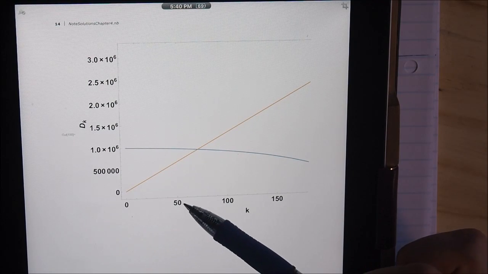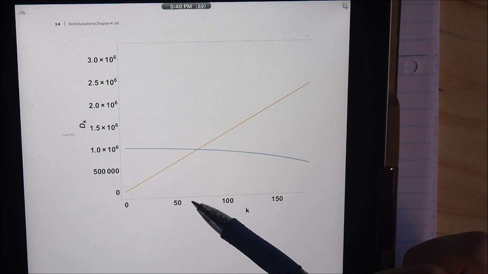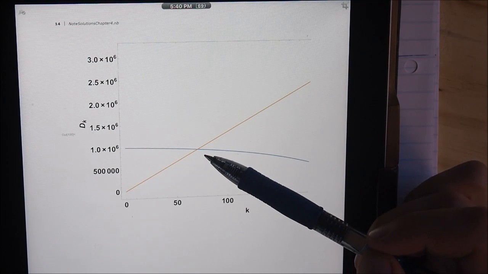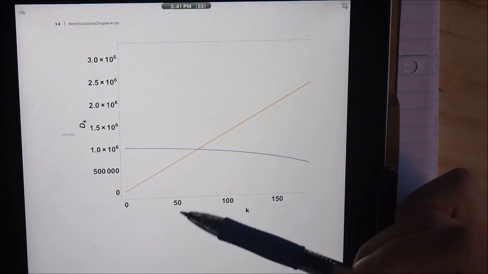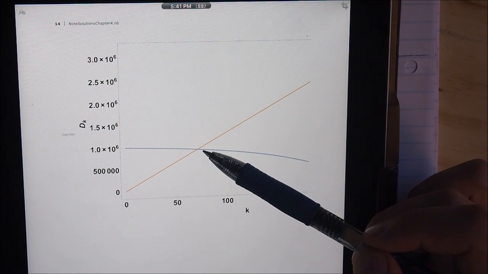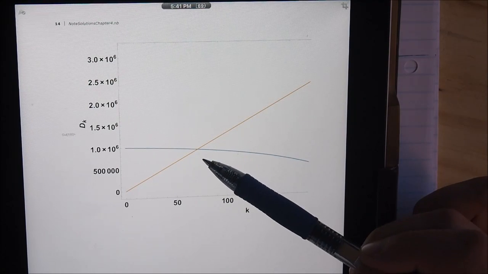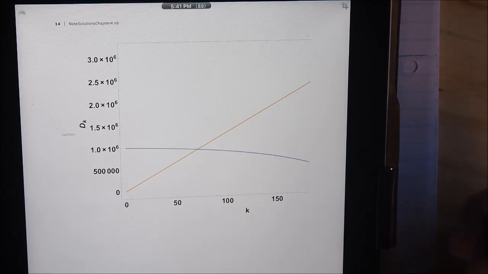So after 60, 70 months maybe, we've paid R1,000,000 just in repayments. So after about 5 or 6 years, we've paid more than R1,000,000 in our repayments, but we're not even close to paying off our debt. Okay.